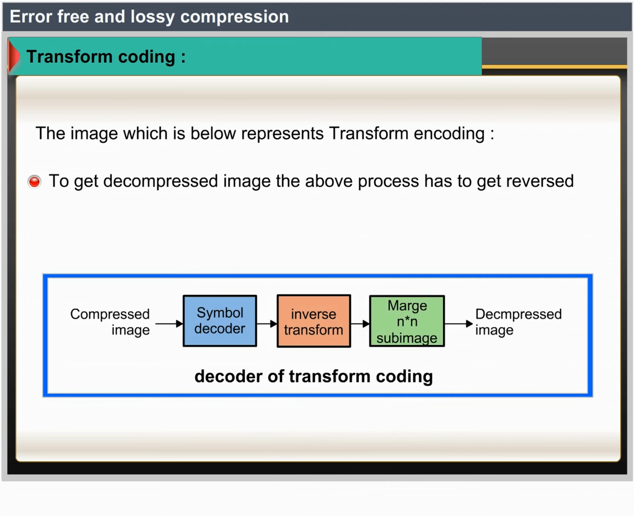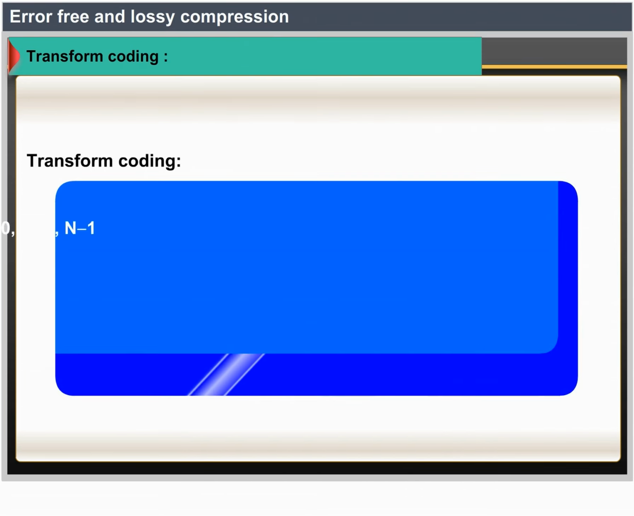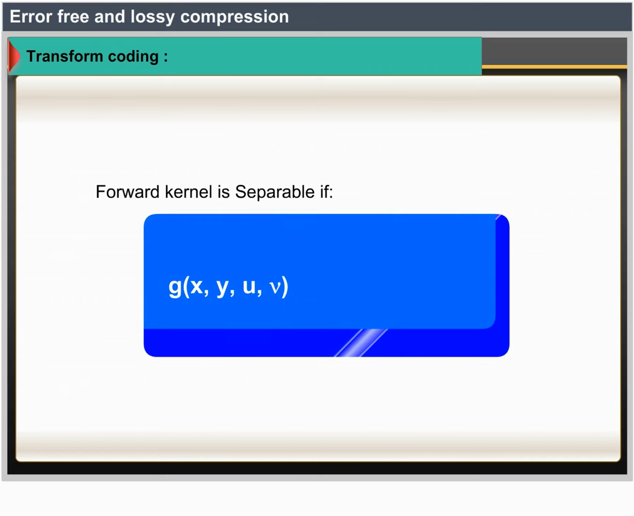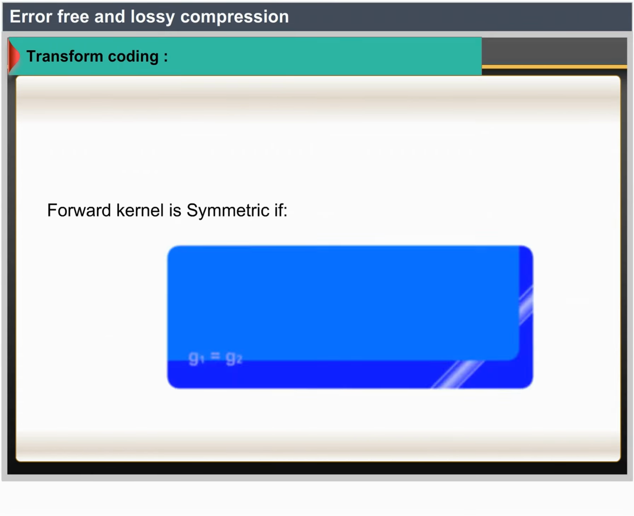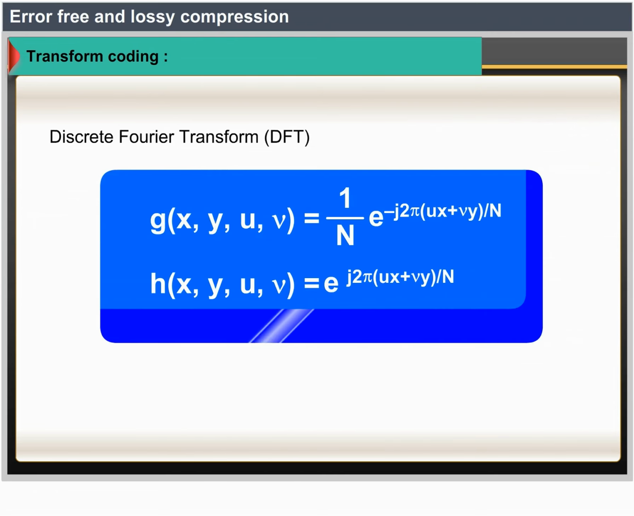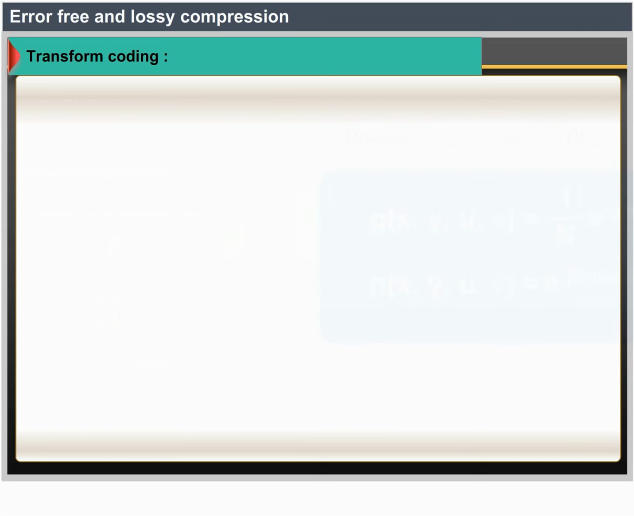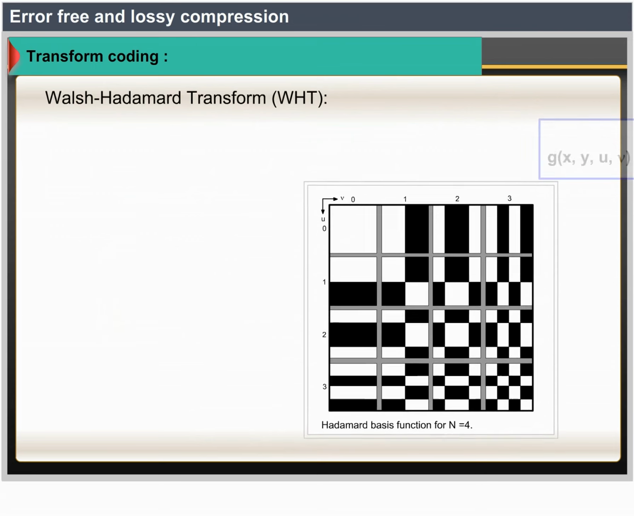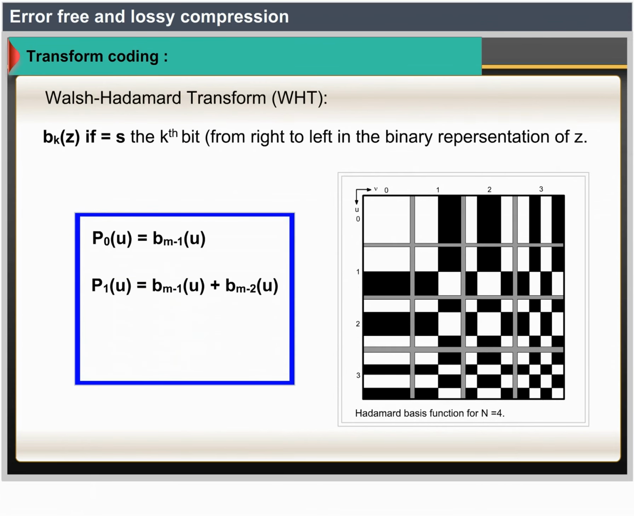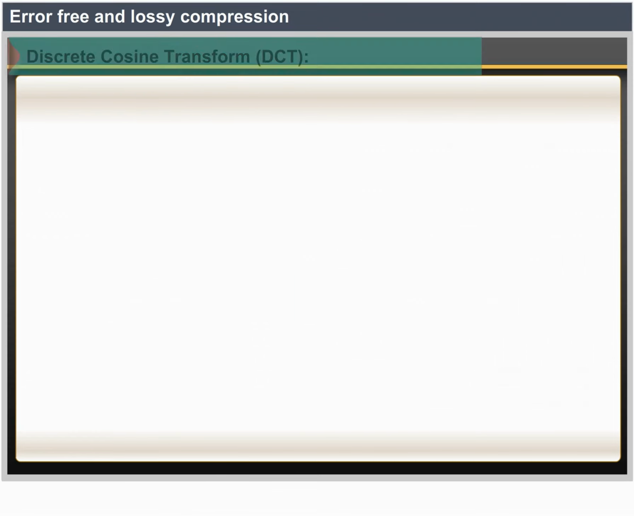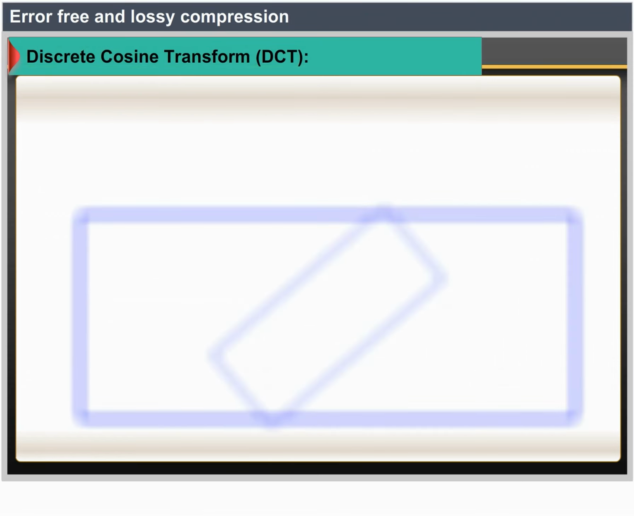The transform coding equations can now be seen. This is now shown for two different cases. Forward kernel is separable and forward kernel is symmetric. The discrete Fourier transform, DFT, equations can be seen on screen, followed by the Walsh-Hadamard transform, WHT. The Walsh-Hadamard basis function is also shown in the diagram now. Discrete cosine transformation, DCT, equations follow. The related diagram can now be seen.